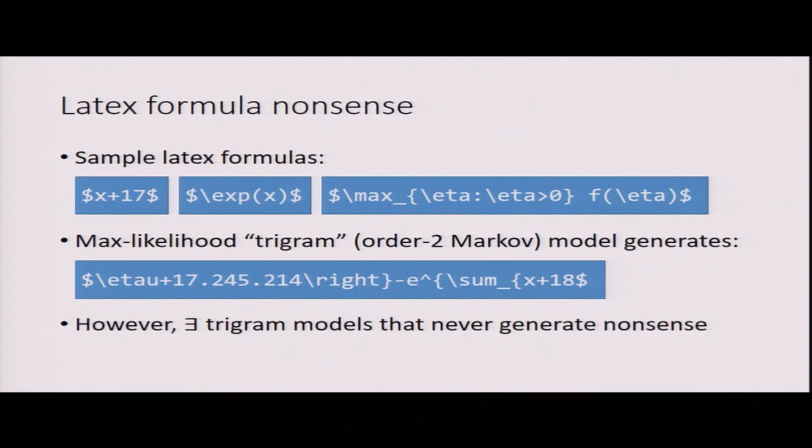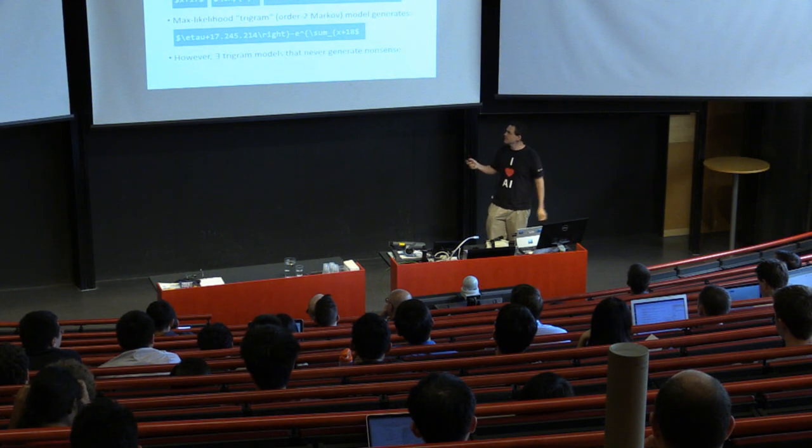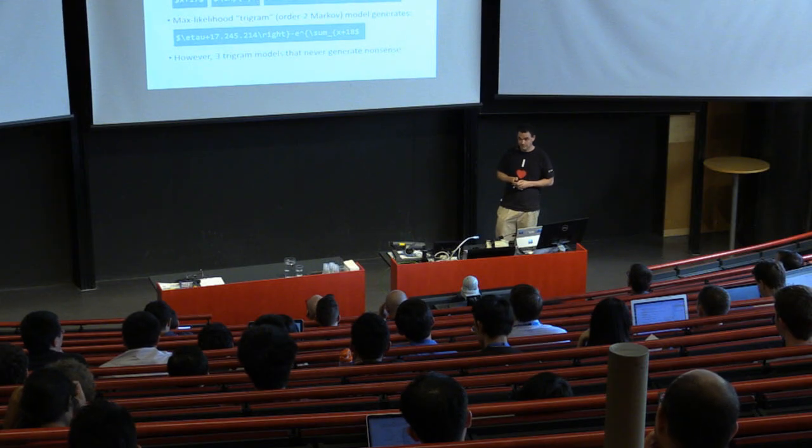Can anyone think of a different kind of trigram model that would never generate nonsense? Just a probability for each character based on the previous 2. That would always generate LaTeX formulas that compile. Output nothing, an empty formula, that would work. What is it? Space? Space. Sure. That would be valid.